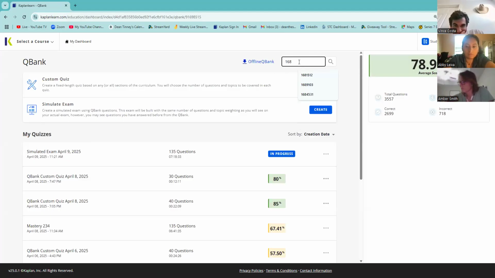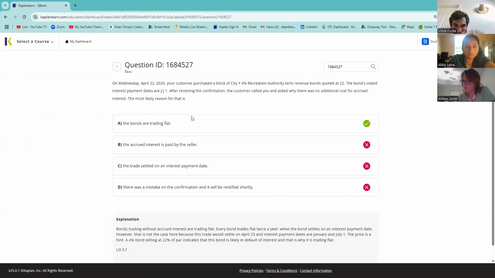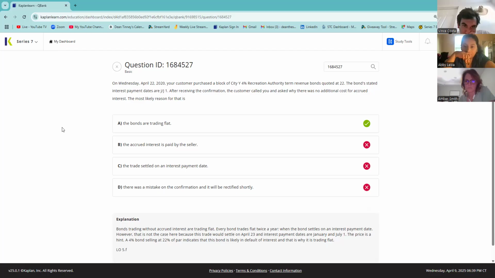168 4527. On Wednesday, April 22nd, 2020, your customer purchased a block of City-Y 4% recreational authority term revenue bonds quoted at 22. My goodness. 22% of par. $220. Boy, that kind of sounds like a zero coupon bond to me, but let's see.